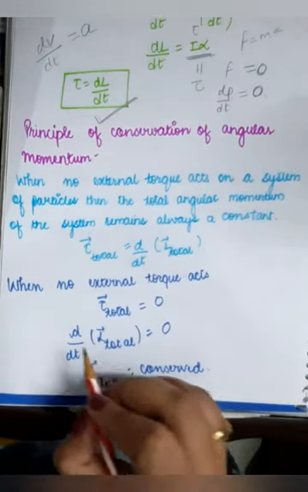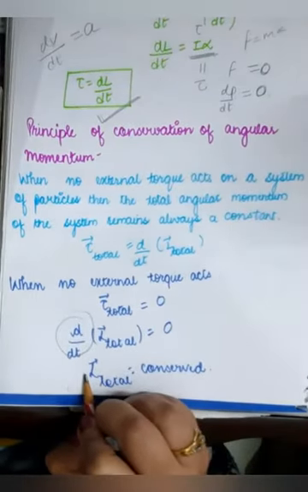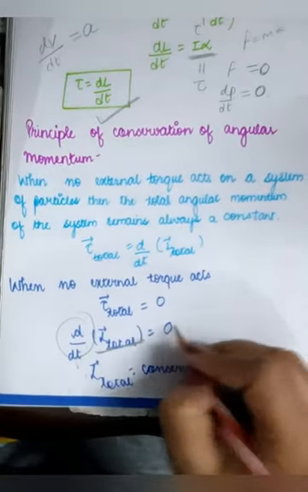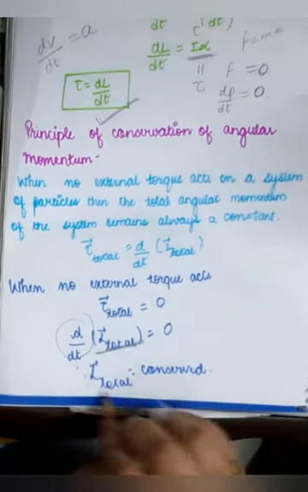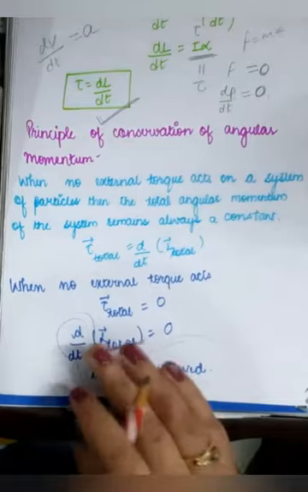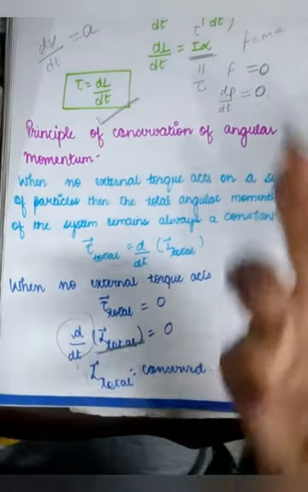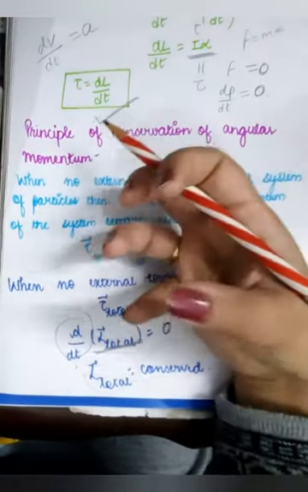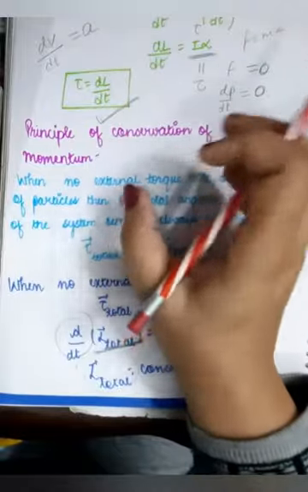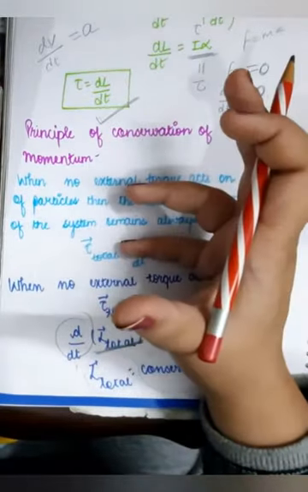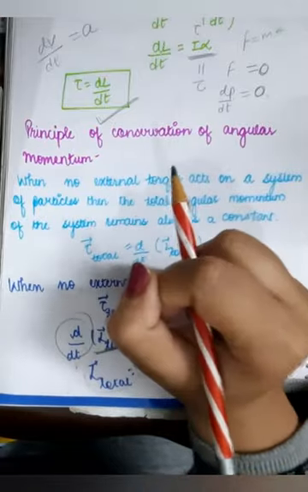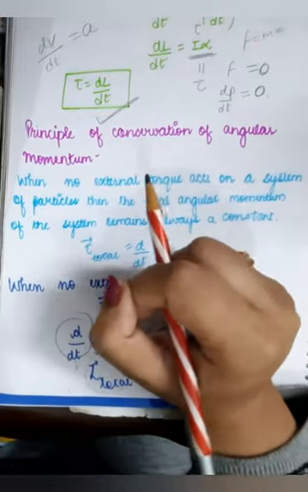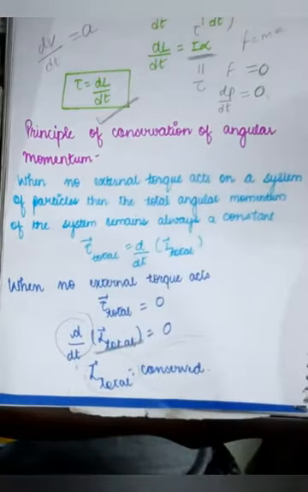So d by dt means change with respect to time. This means angular momentum is not changing with respect to time. So if this is 0, this means L total is conserved. This is not changing with respect to time, so it is conserved. This is a very, very important application: in rotational motion, when there is no torque acting on the system, the angular momentum of the body remains conserved. Now let us study the applications of the principle of conservation of angular momentum, which are very, very important.